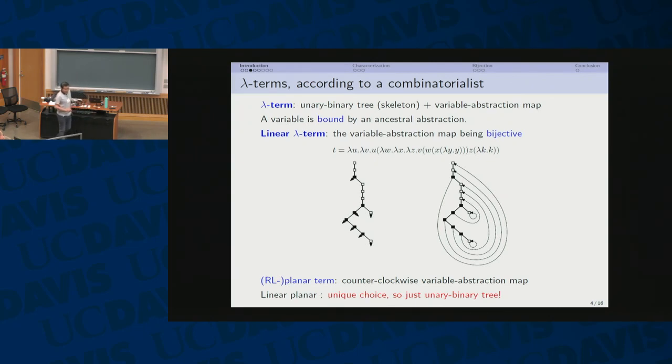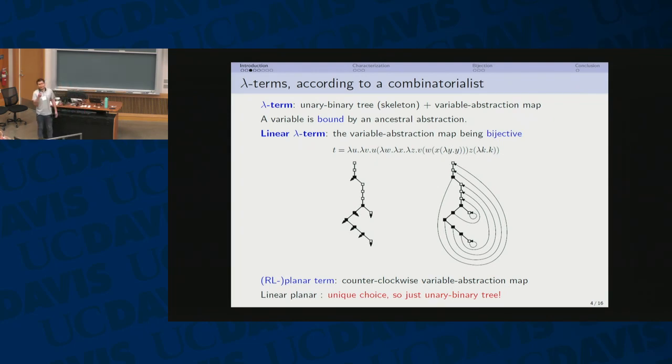In this talk, I'll consider lambda terms that are particularly simple. They are linear lambda terms, which means that the association between variables and abstractions is one-to-one. So one variable is captured by exactly one abstraction. And we further simplify things by looking only at planar terms, meaning that when I draw the diagram, if I draw each new edge in a counterclockwise order, we can draw it in a way that the edges do not cross.